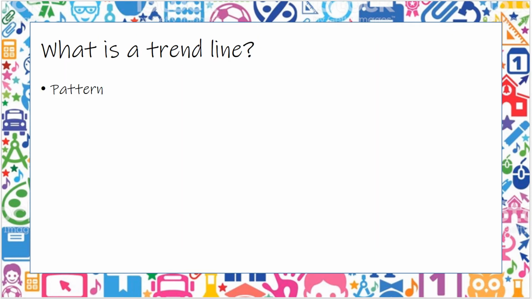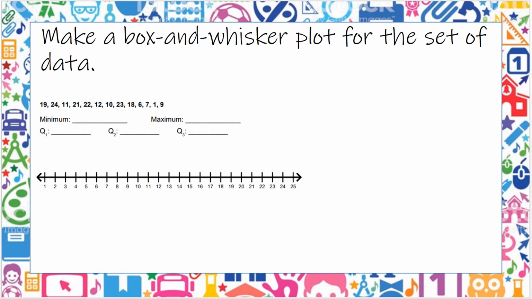What is a trend line? This is a big one. The trend line, all you need to know is pattern. A trend line tells us the pattern of the data. Trend line is the pattern of the data.